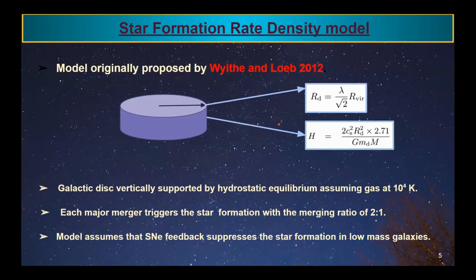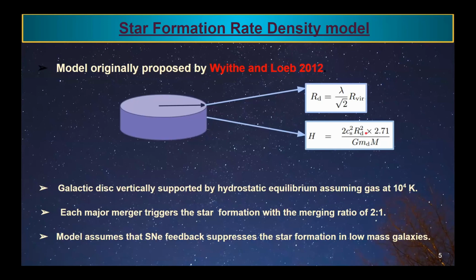So these are the 4 basic steps. Let's dive into the first step. I picked up a model originally proposed by Wyithe and Loeb in 2012. It consists of a galactic disk which is vertically supported by hydrostatic equilibrium, assuming gas at 10,000 Kelvin. This disk has some radius, scale height, and scale radius, as you can see here. And this disk can undergo major mergers and supernova feedback effects.